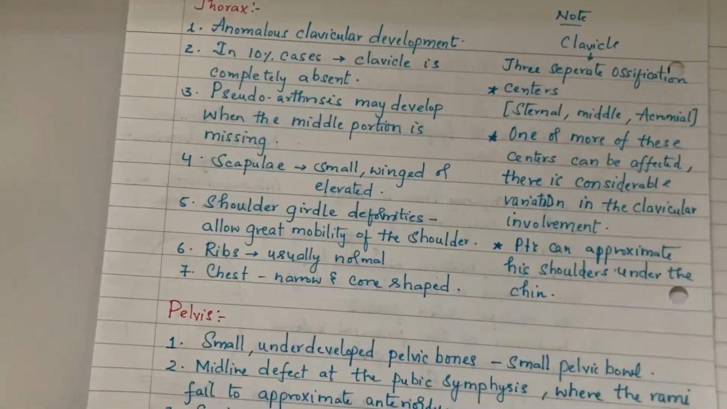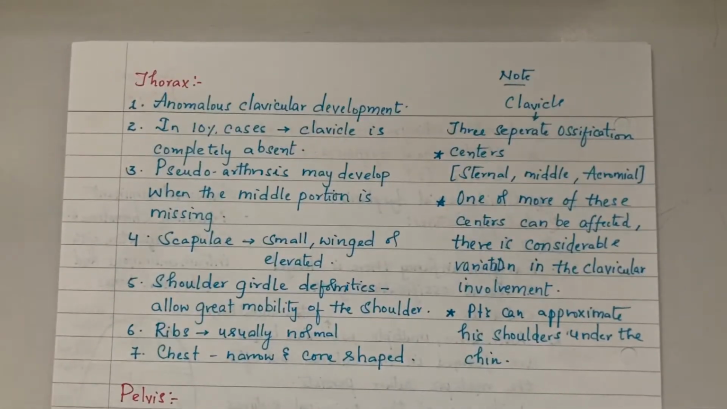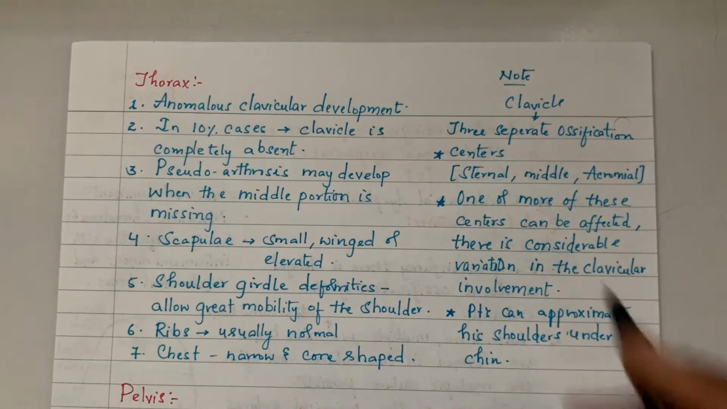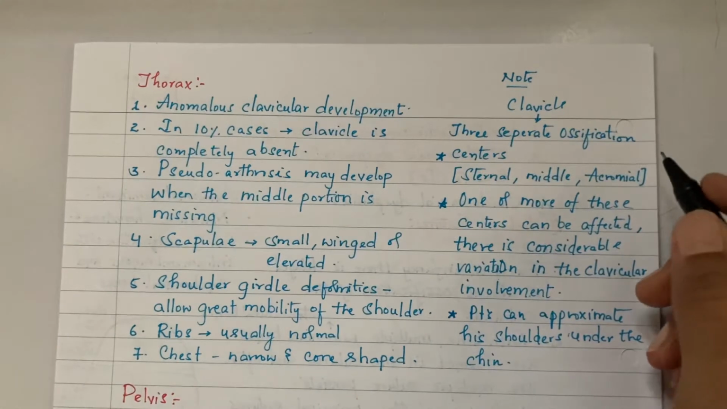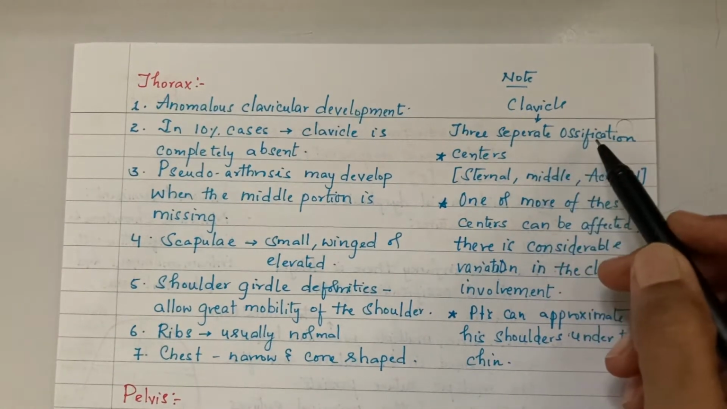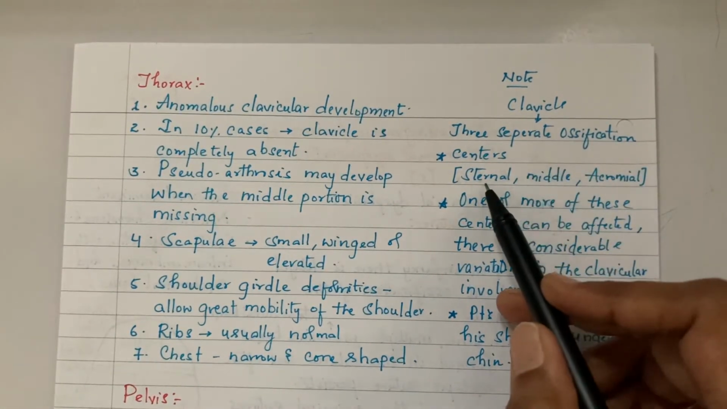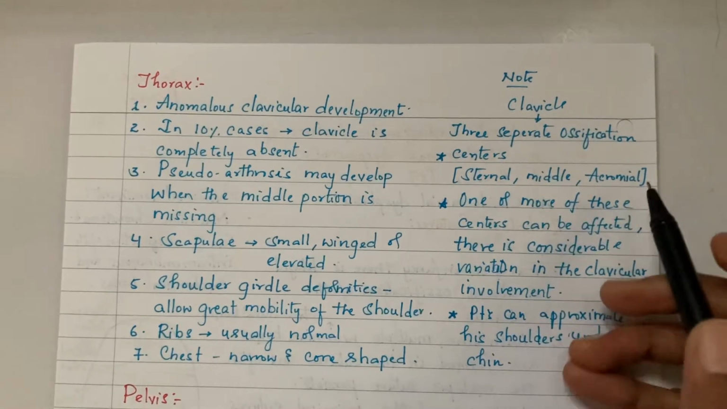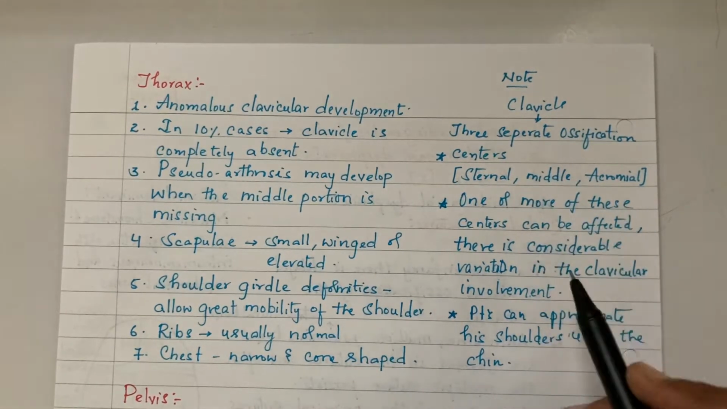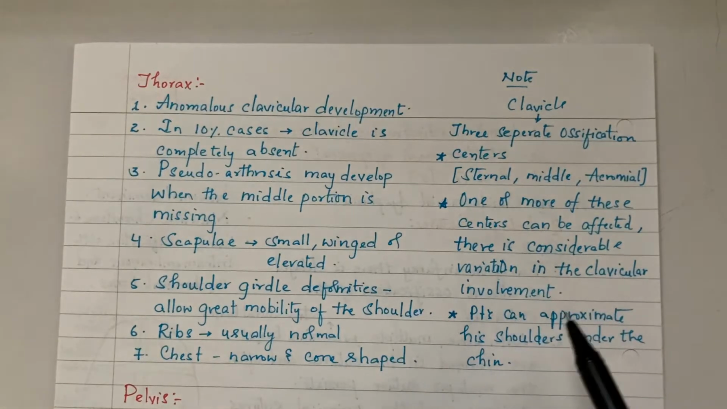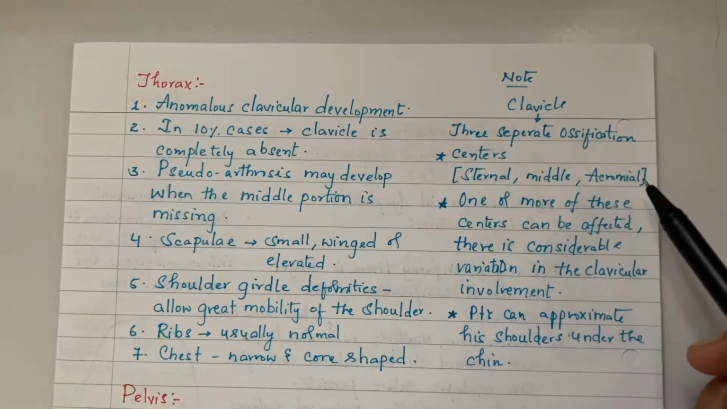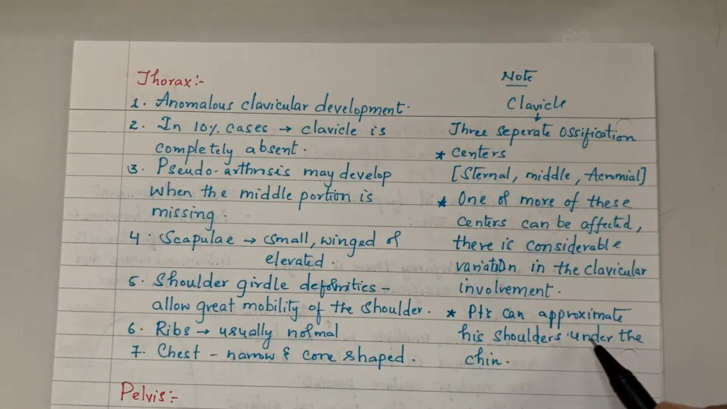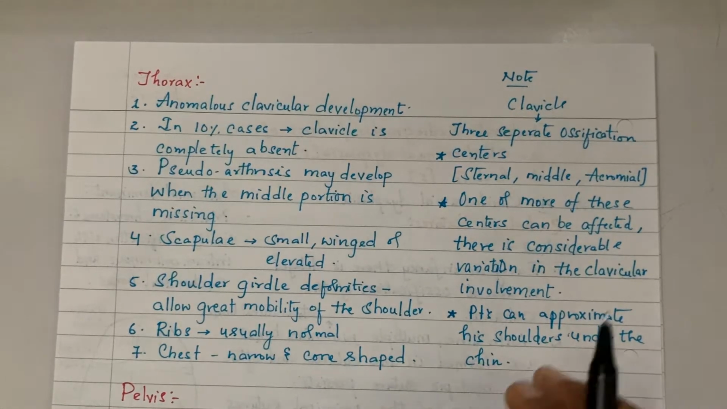Coming to the thorax, the most common feature given for spotters is the absent clavicle. There will be 3 separate ossification centers for the clavicle: the sternal end, middle, and acromial. One or more of these centers may be affected, and there is considerable variation in clavicular involvement. The sternal end, middle, or acromial end might be involved. The patient can approximate both shoulders under the chin. These are all clinical features.